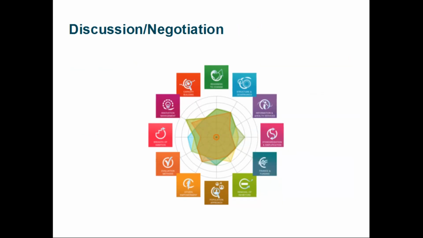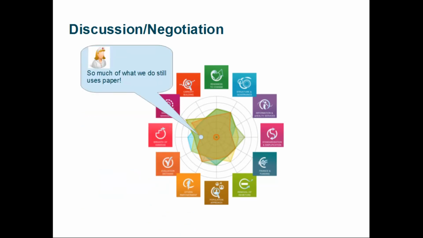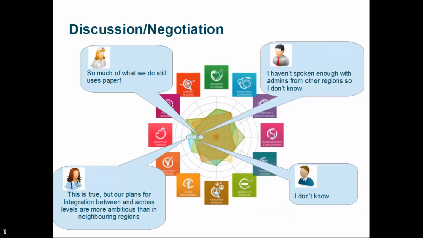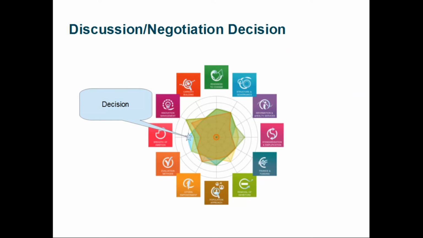They must also decide on the rating for breadth of ambition. Here, somebody proposed a lower rating. It was the nurse who states, so much of what we do still uses paper. The doctor disagrees. She explains, this is true, but our plans for integration between and across levels are more ambitious than in neighboring regions. The other 2 users aren't sure and so have just provided an intermediate rating. In this case, the discussion is between the doctor and nurse only. And because the doctor has had communication with neighboring regions, the team may decide that her rating is the correct one, and thus decide on the higher rating.